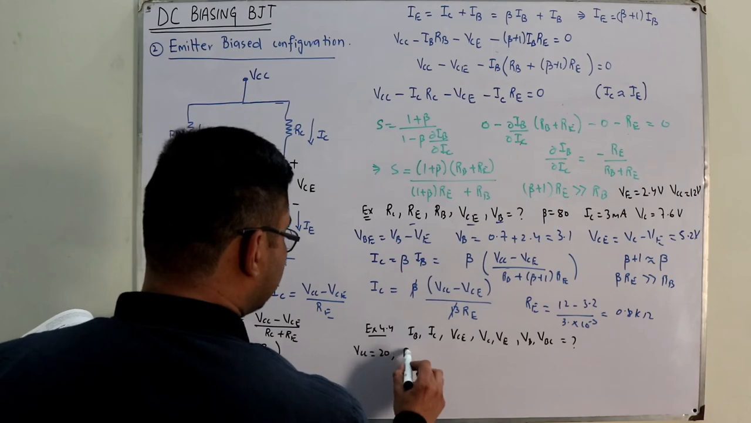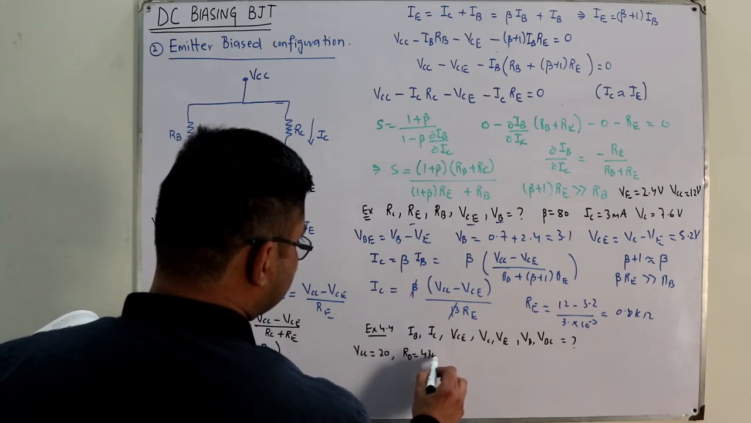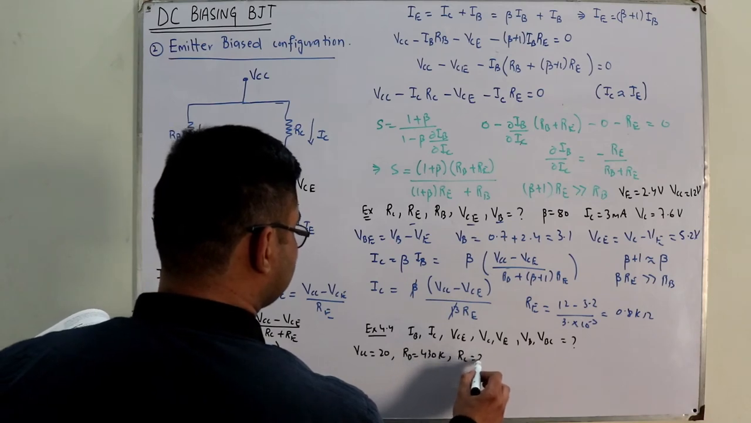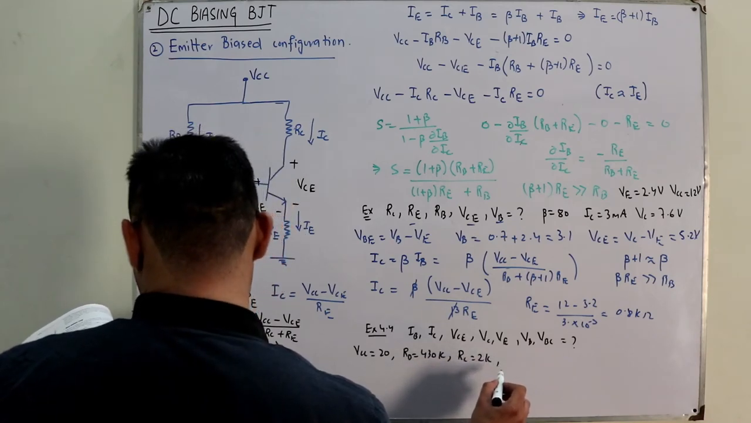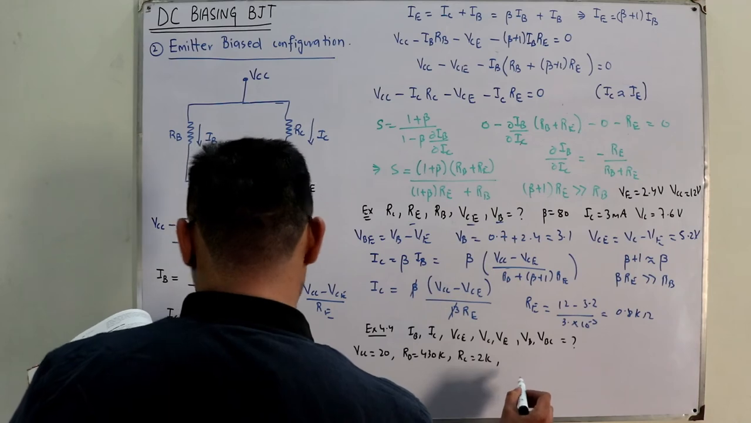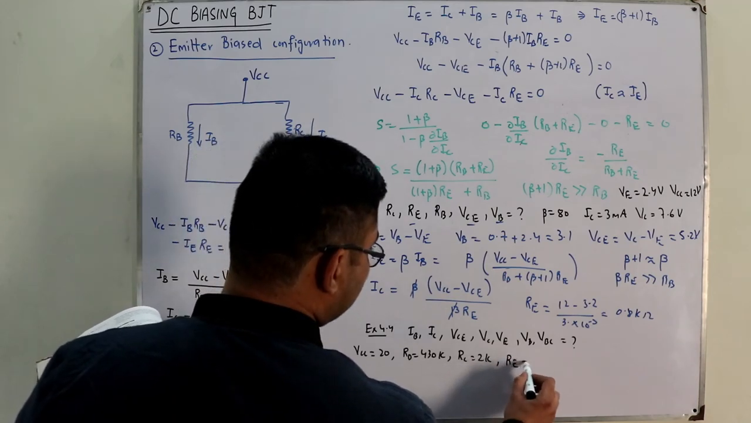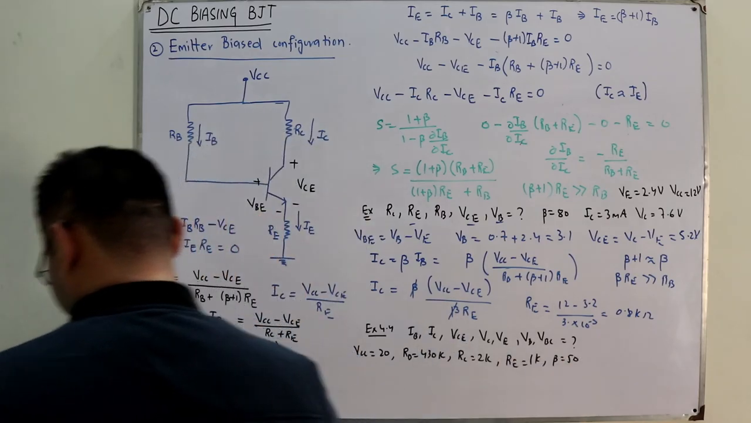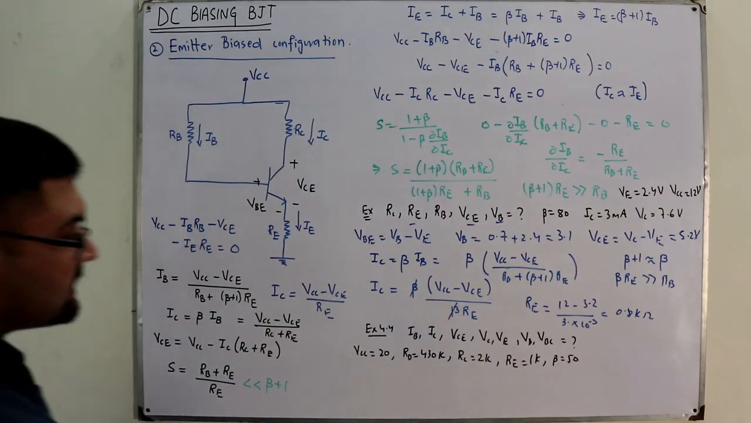RB is 430 kilo ohms. RC is 2 kilo ohms. Beta is 50. RE is 1 kilo ohms. Okay, so let's get to the solution.